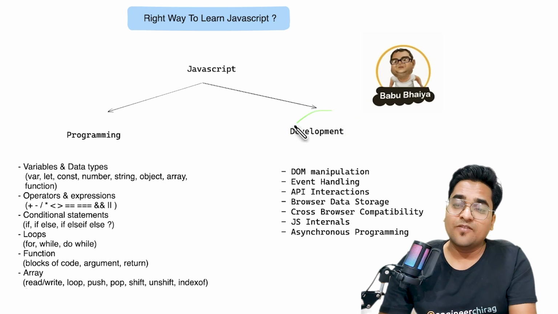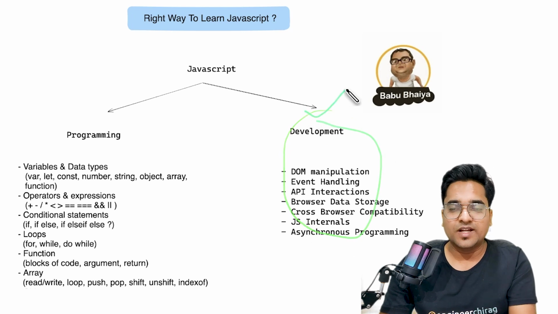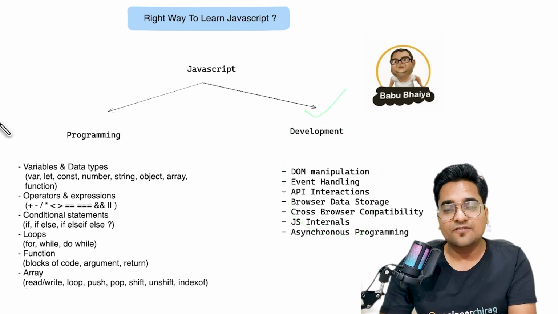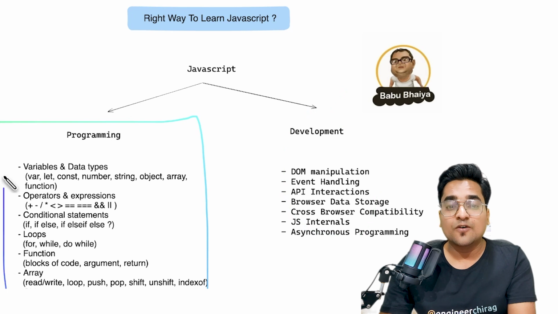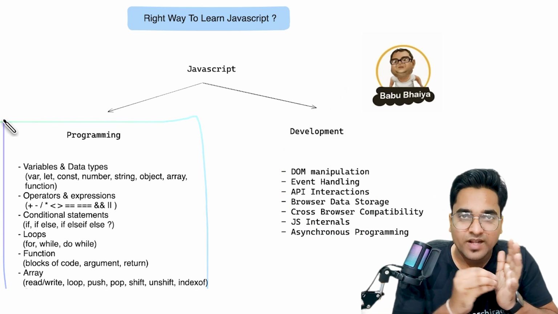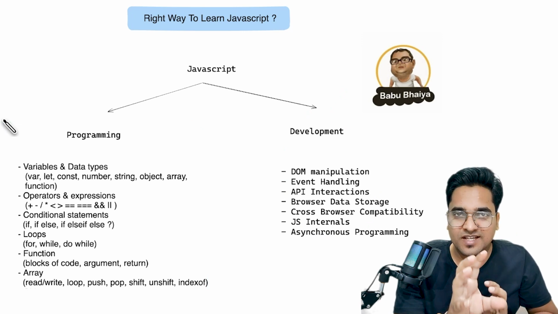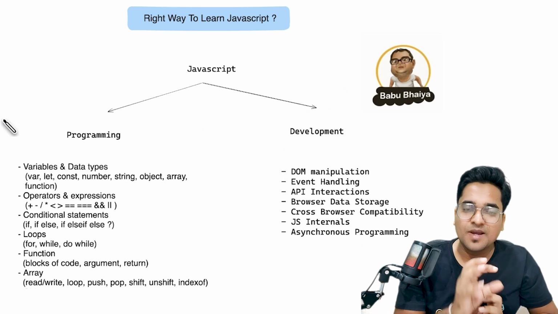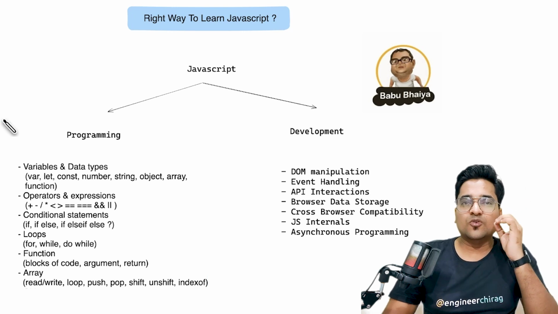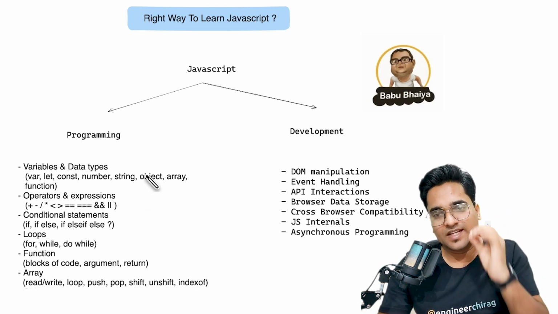Development we will cover in depth, no doubt, in more detail, but the first thing we should learn is programming. First, you should be a good programmer, where I ask: can you code in JavaScript? Can you write logic in JavaScript in order to do some job? You should be able to do that. And what are the important things to learn? I am going to cover each and everything.